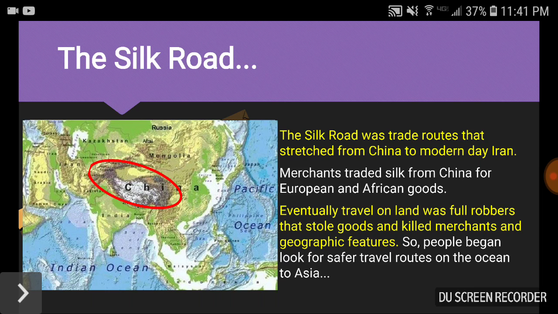If I'm in Europe or East Africa, there has to be an easier way, a safer way to get from Europe and Africa to Asia. And so these merchants start looking for a safer route via the ocean to find a way to Asia so that they can still trade their goods, trade their beliefs, and trade their religious ideas all across the known world.